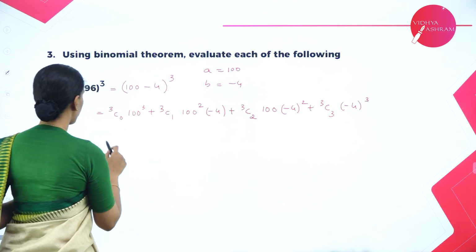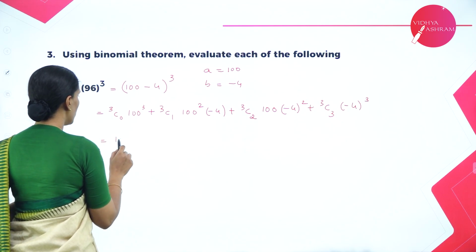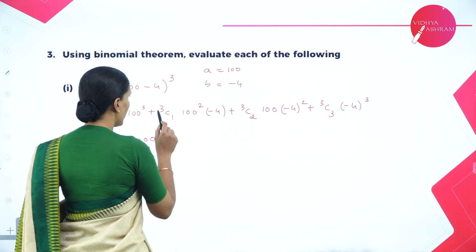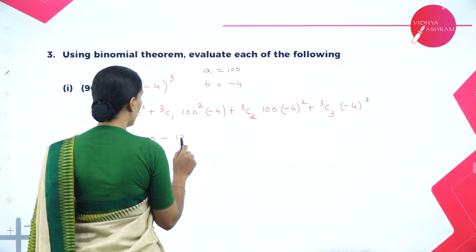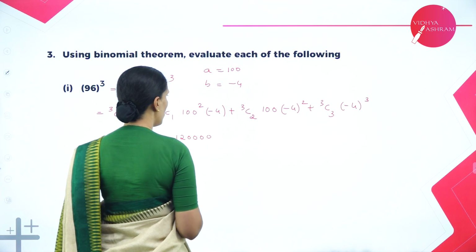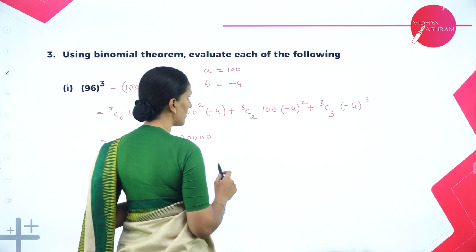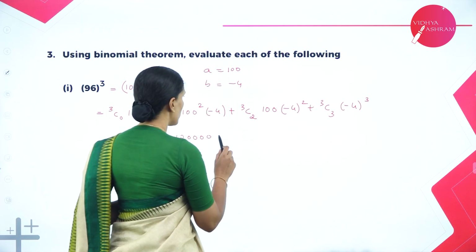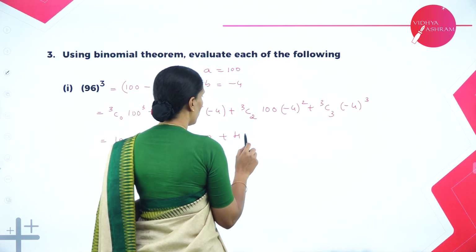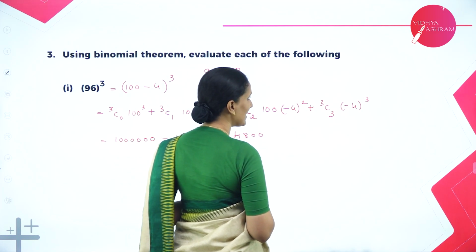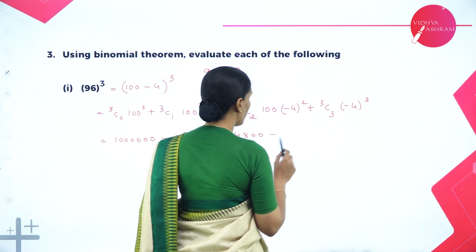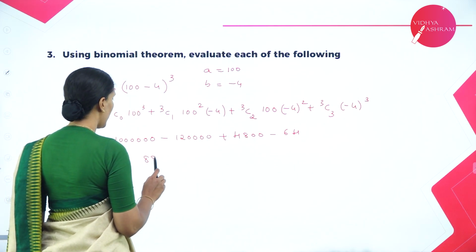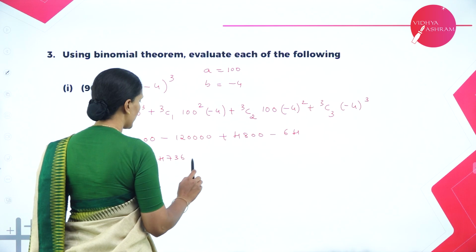Now here, 100 cube, 3C1 is 3, 3 4s are 12, so it is 12,0000. Again 3C2 is 3, 3 into 100 is 300, 300 into 16, so which is 4800. Next 3C3 is 1, so minus 4 cube, 64. So evaluating this, we'll get 884736.